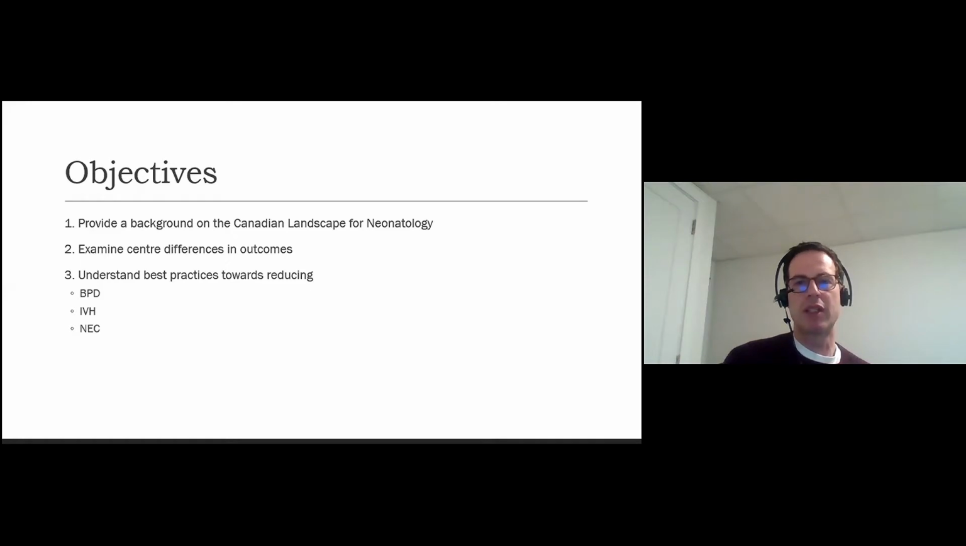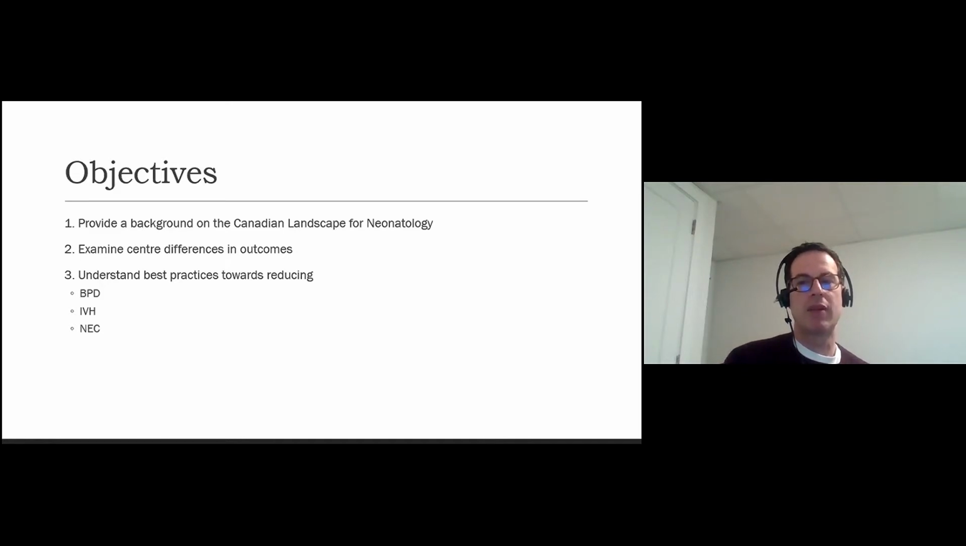The objectives are relatively simple. I'm going to introduce you to the Canadian landscape of neonatology and let you know how things operate here and how we collect our data here. We're going to look at center differences in outcomes and show you that we would be no different than I'm sure the units in this network, where some units have better outcomes, some units have worse outcomes. But the question is, what can you do with that information?